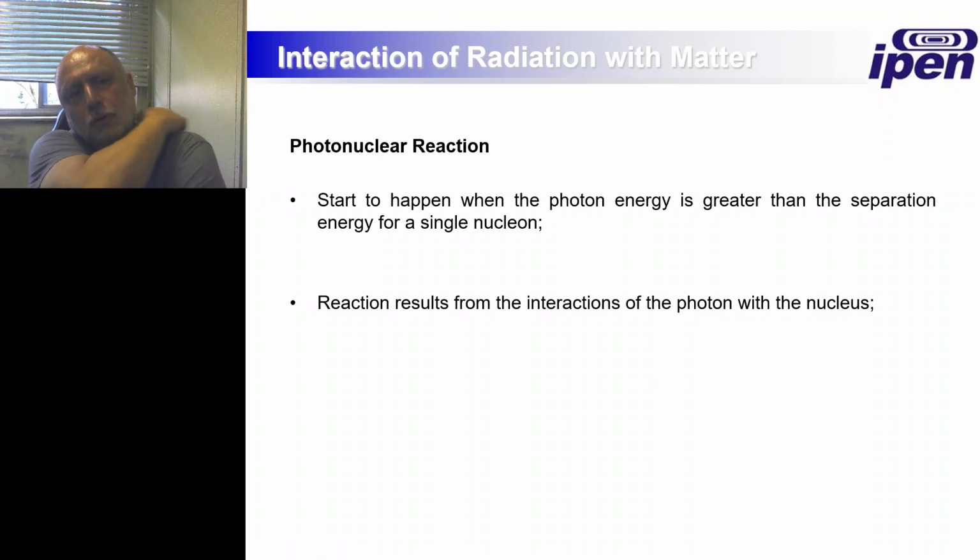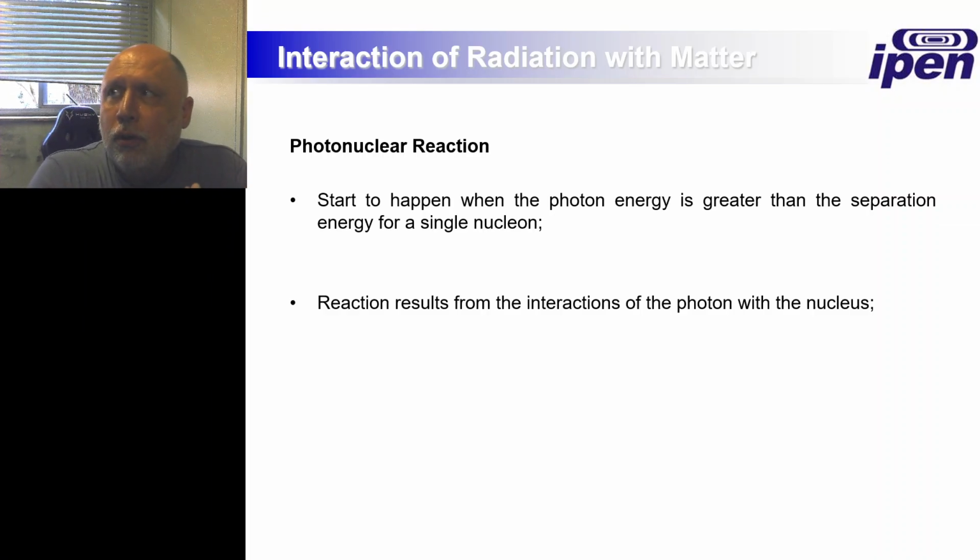There are also photonuclear reactions, as I told you when we were talking about nuclear reactions, right? Those gamma-N and gamma-something reactions. They start to happen when the photon energy is greater than the separation energy for a single nucleon, because it's the simplest thing you can do. Just take one nucleon away, right? And that requires quite a lot more energy, usually happening only above 2 MeV or so, right?